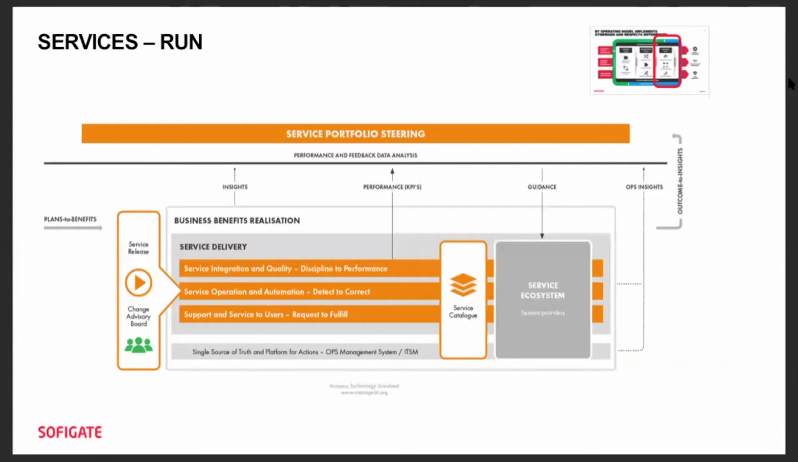And also in the middle, you have the service catalog, which is an important part which we provide to the business, describing what kind of services we deliver and how to request them and so forth. And I have an example of a project that we are actually running currently.